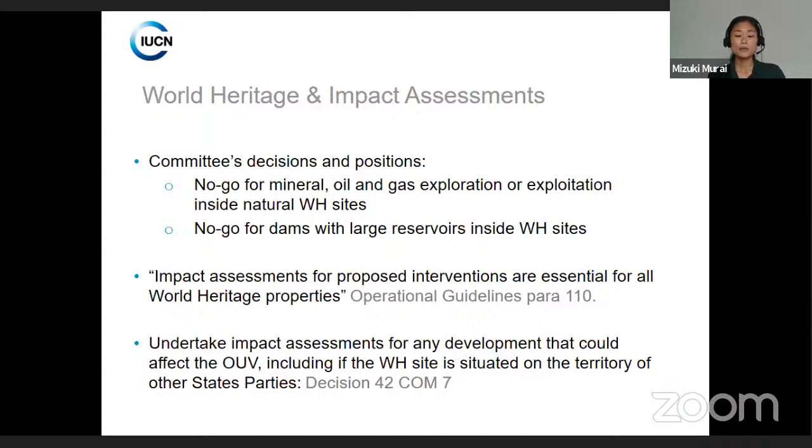In recent times, pressure for development has led to increased requests by the committee to the states parties to undertake impact assessments. The purpose of the impact assessments is so that the committee, through the advisory body's advice, can support the state party in avoiding negative impacts and help protect the World Heritage Site for future generations.